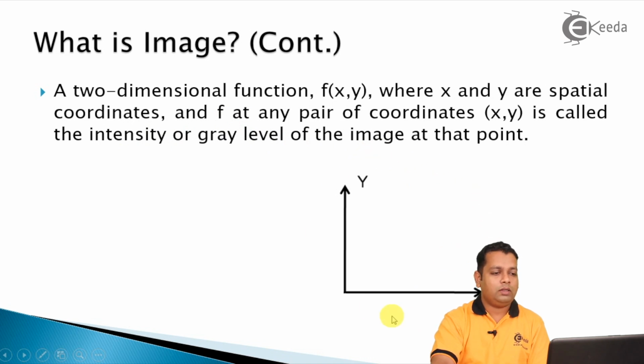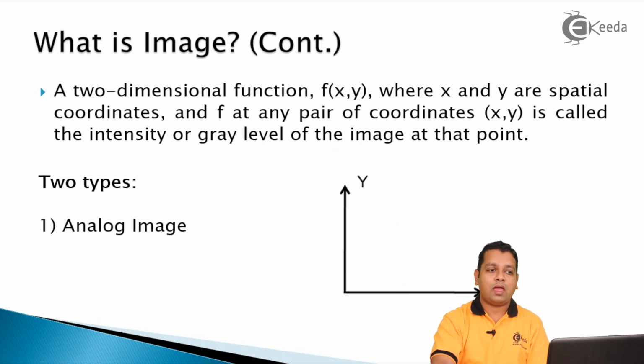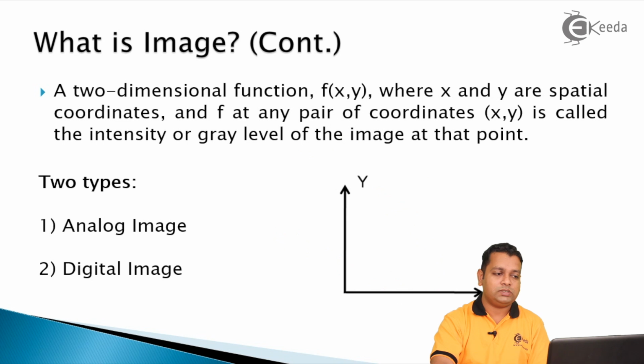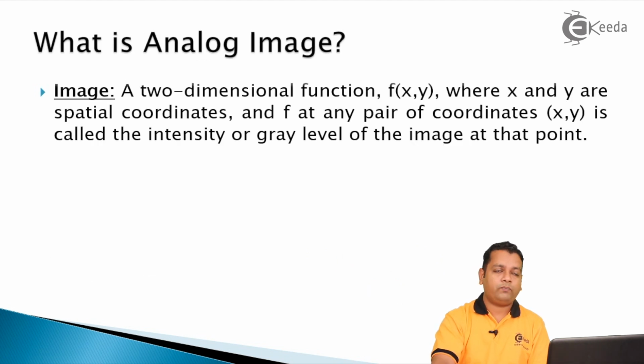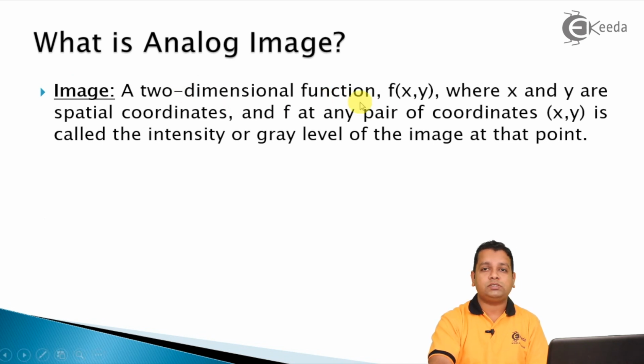Depending on the x, y and f values, we can classify images into two types: analog image and, the important one, digital image. Let us first talk about what exactly the analog image is, and later we shall see the digital image. For an analog image, first of all, the accepted definition of an image is a two-dimensional function f of xy, where x and y are the spatial coordinates, and f at any pair of coordinates xy is called the intensity or gray level of the image at that particular point.